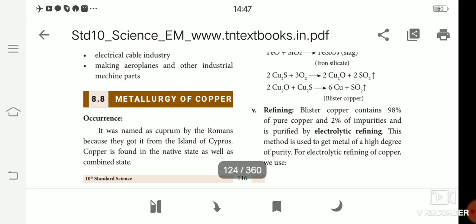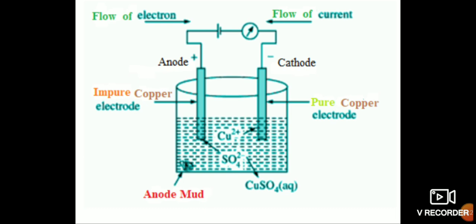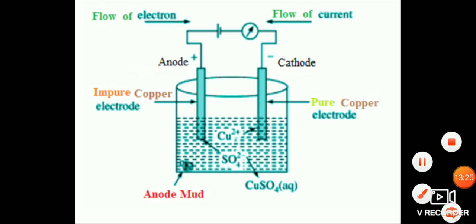In this electrolytic refining method, there are two rods, a cathode rod and an anode rod. What is the cathode? The cathode is the place on a battery or other electrical device where the electric current leaves. What is the anode? The place on a battery or other electrical device where the electric current enters. This is anode and cathode.